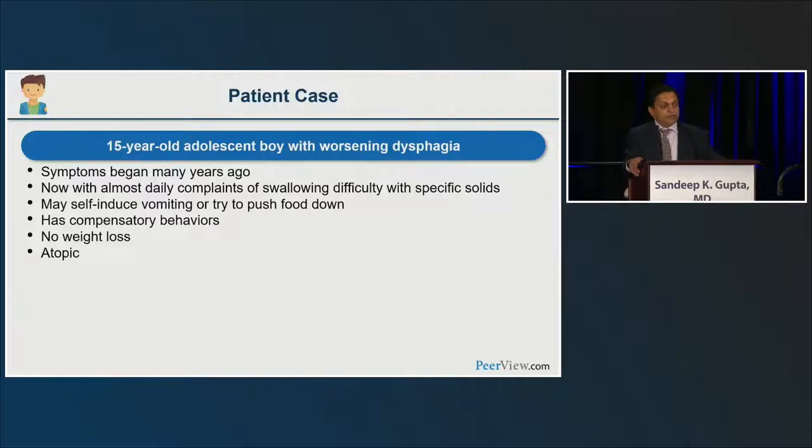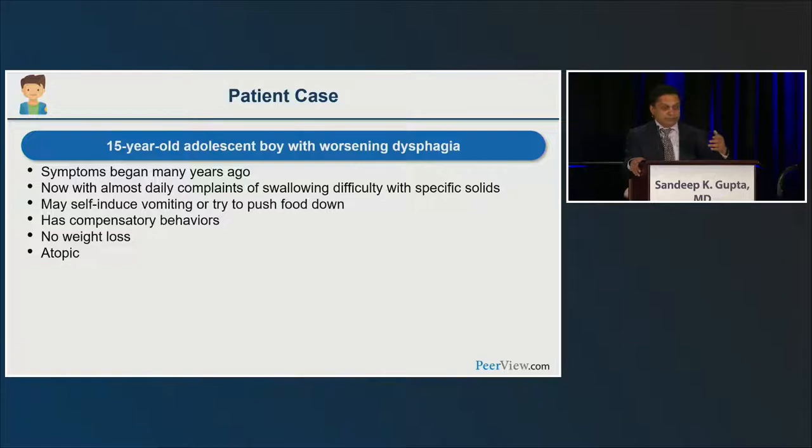What does the patient do to make themselves feel better? Well, he tries to push the food down by taking drinks of liquid or self-induce some vomiting. And then do you do anything to help avoid this happening again? Those are what we call compensatory behaviors, which specifically are cutting the food into small pieces, taking small bites, avoiding textures, chewing forever so the mealtime is very prolonged, or eating in private.